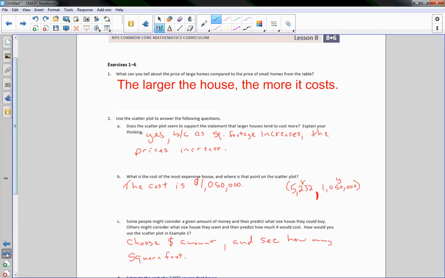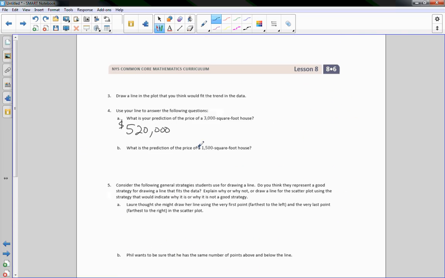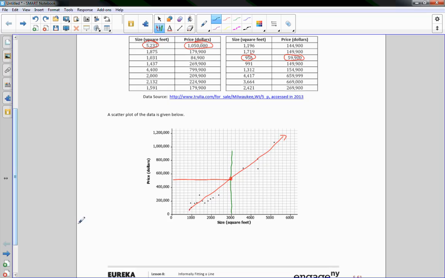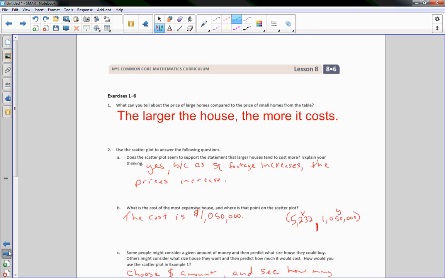B, what is the prediction of the price of a 1,500 square foot house? So I go back 2 pages and look at this, and it said 1,500 square foot house. So now I'm going to move this green line over to 1,500, which is right here. And the size of the house is this point right here. So I would approximate that at $200,000.